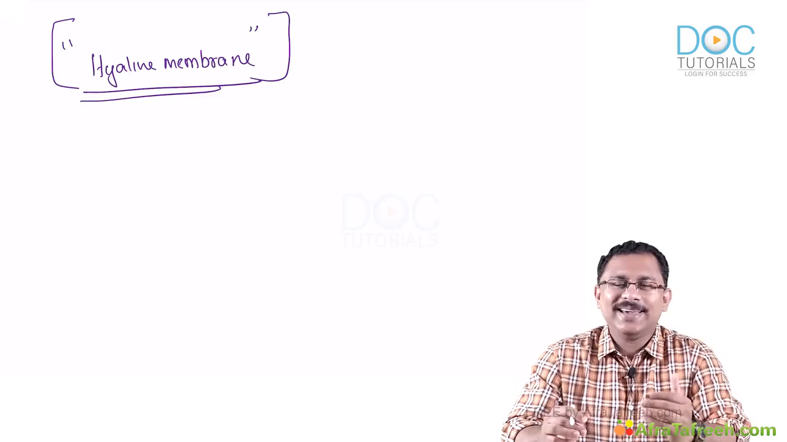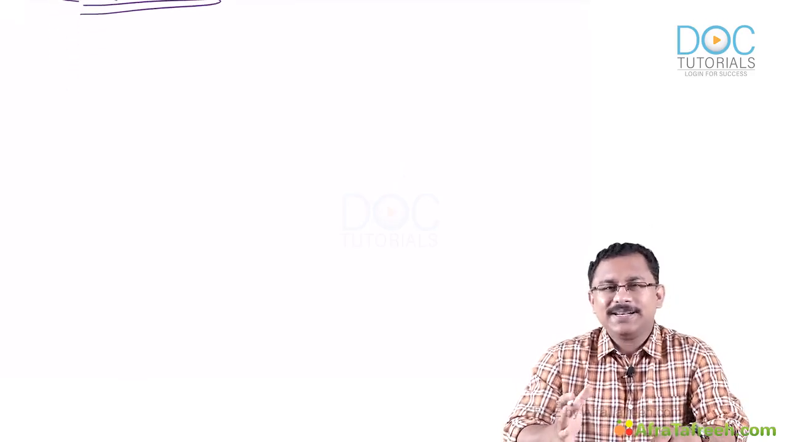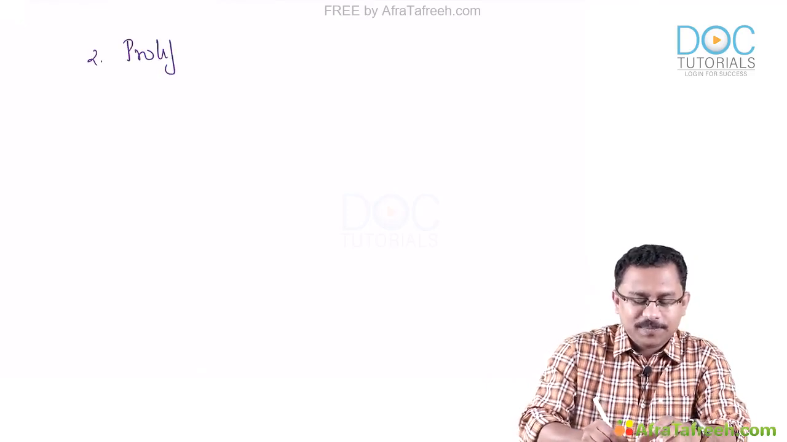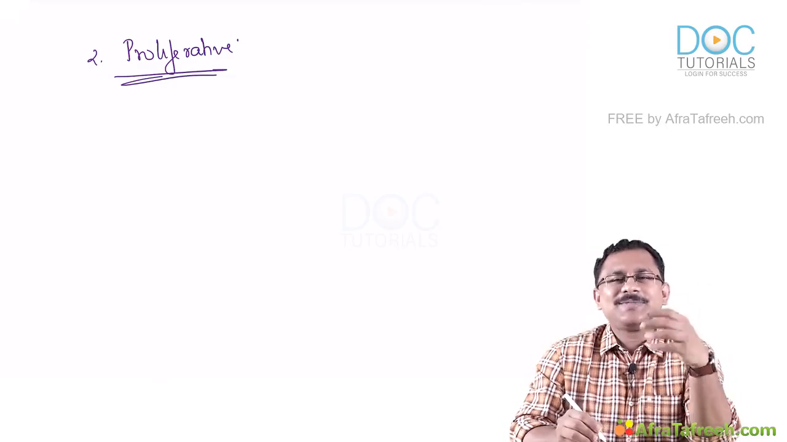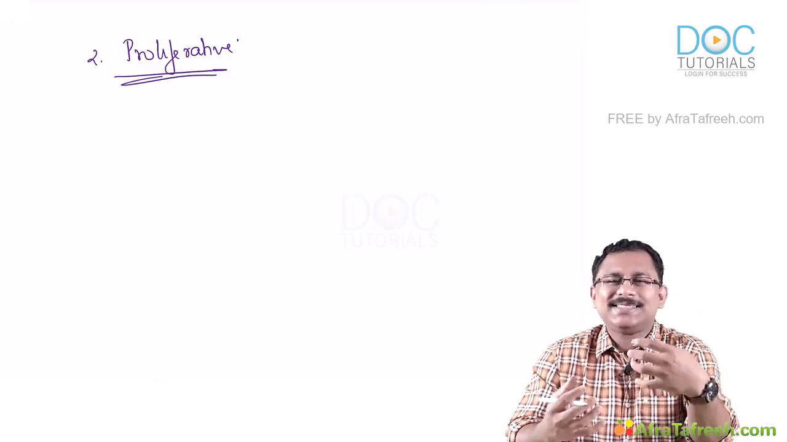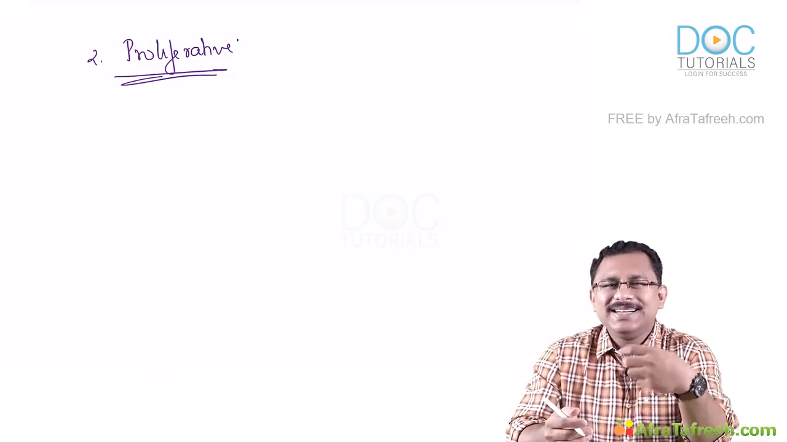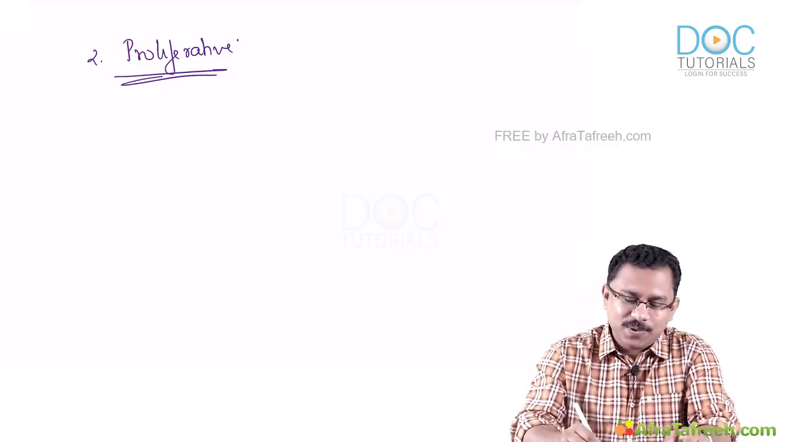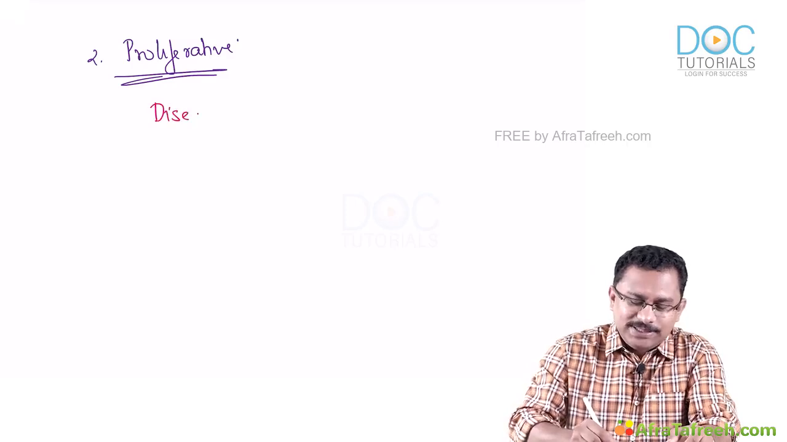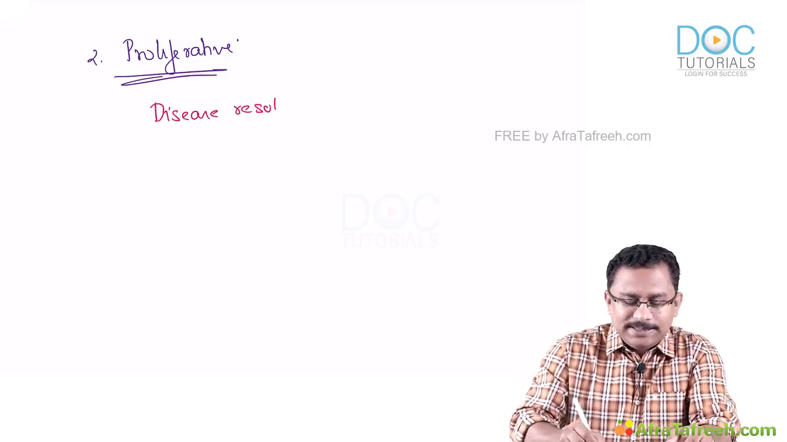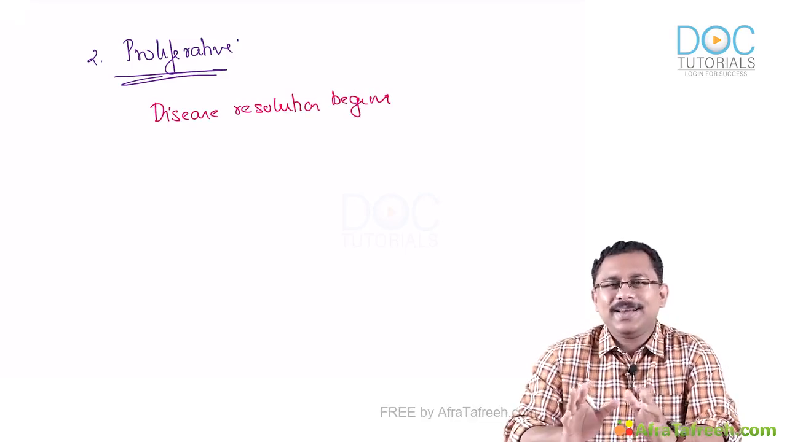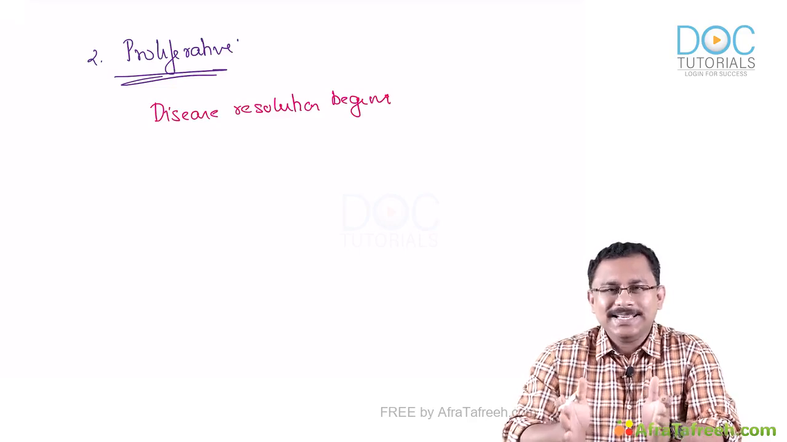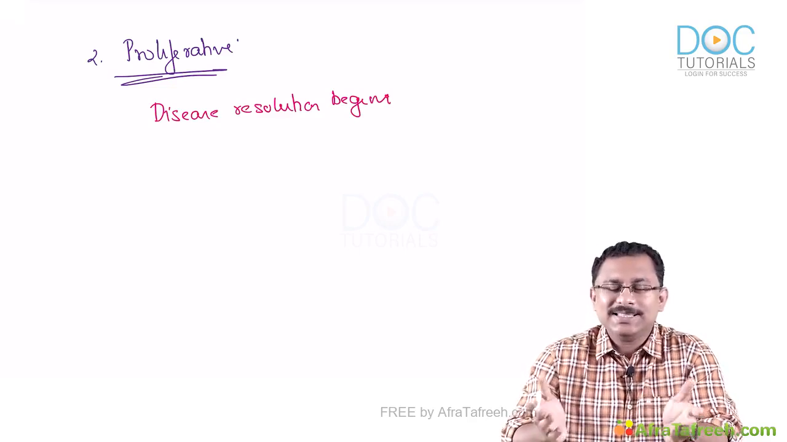Now this happens during the exudative phase. After the first 7 days, the next stage is called the proliferative stage. Now the proliferative stage is again an active stage, but probably this is the stage where some sort of disease resolution starts. Disease resolution begins. So I'm not saying that the disease has become quiescent. The disease is still active. The patient is still symptomatic.